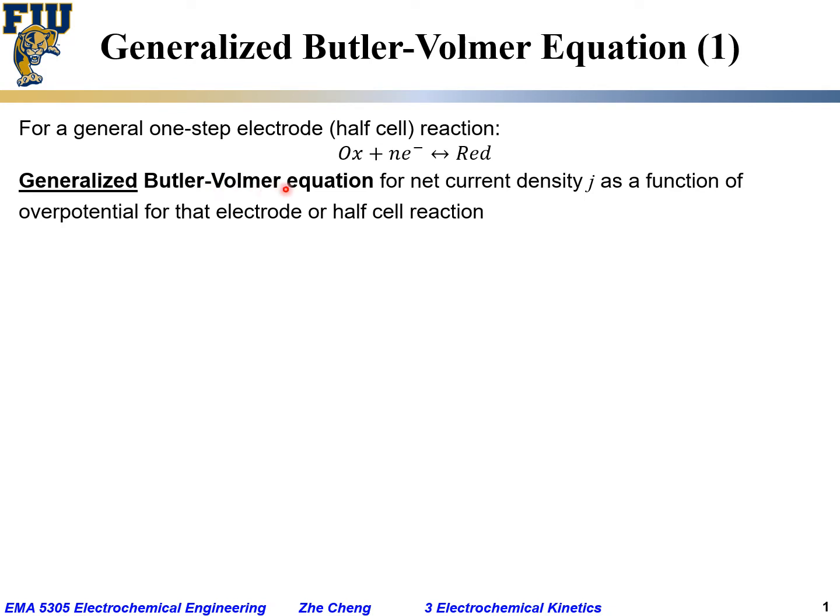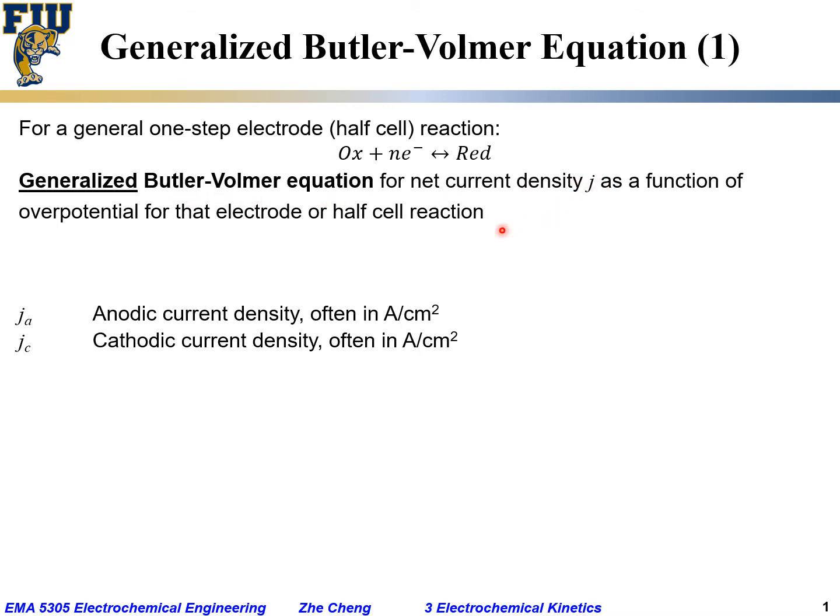The generalized Butler-Volmer equation relates the net current density J as a function of overpotential for that particular electrode reaction, or half-cell reaction. We said the overpotential is the potential for the actual electrode reaction to occur versus the equilibrium potential for that redox or electrode reaction to occur. So, the generalized Butler-Volmer equation that relates current density and overpotential is given by this equation.